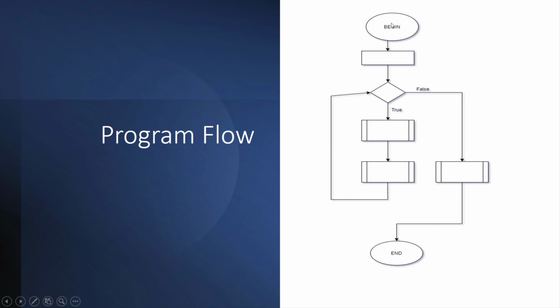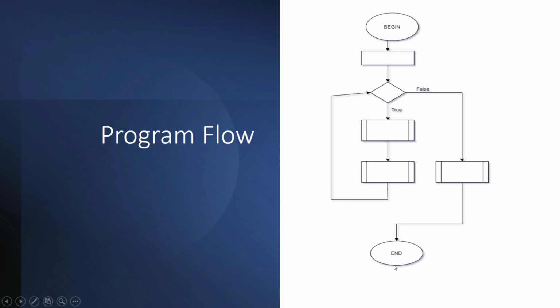So a program has a begin and end. Here we can say maybe we collect some data and then we check condition. If a condition is fulfilled, then we can execute process A, process B, and we go back, we check the condition again. If the condition is still true, we repeat this execution until the condition becomes false. Then we execute another process and end our program.